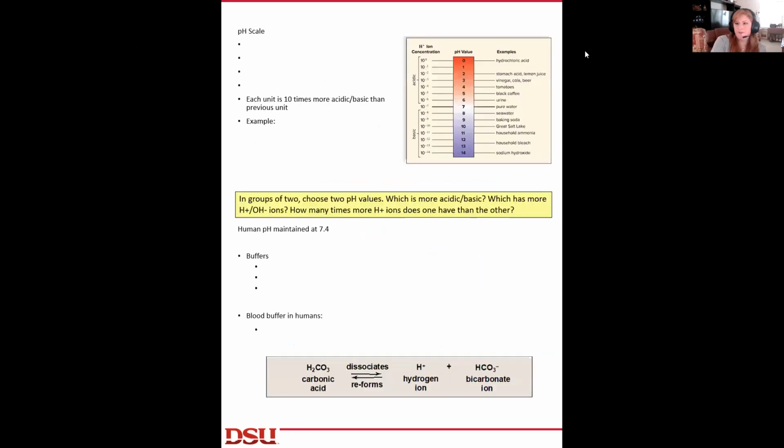Okay. A little bit more about pH here on this next slide. So let's talk about pH. There's a couple things to remember about this. pH is actually measuring the hydrogen proton concentration in a substance, in a solution.